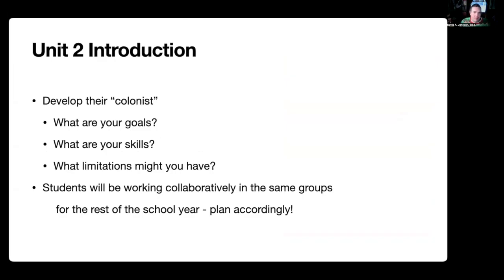Who is your person that's coming to America? What's their name? What are their goals? What skills do they have? What limitations might they have? And students will work collaboratively in the same group. So once they've created their character, they get shuffled, and all these kids become a group of 4 or 5 throughout the course of the year.